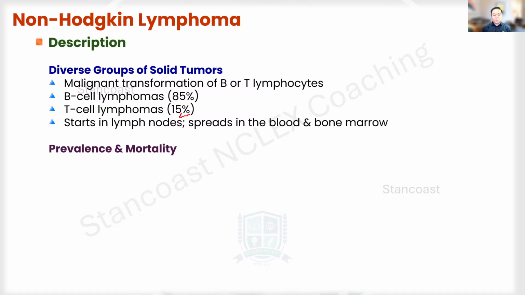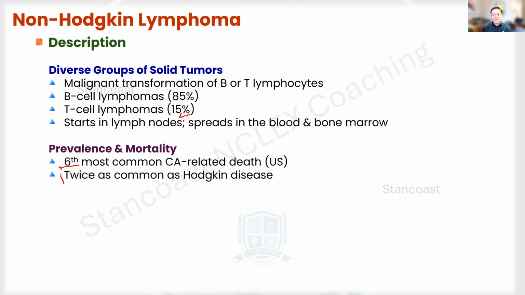Now, we'll talk about the prevalence and the mortality of NHL. Well, it is identified that NHL is considered the sixth most common cause of cancer-related death in the US. So don't forget its mortality rate. And this occurs twice as commonly as Hodgkin disease, and more likely it will be advanced when the person manifests the symptoms. So it's quite more deadly, deadlier than Hodgkin's lymphoma.